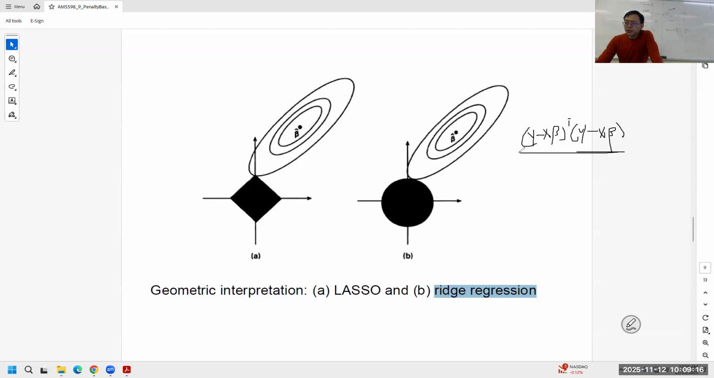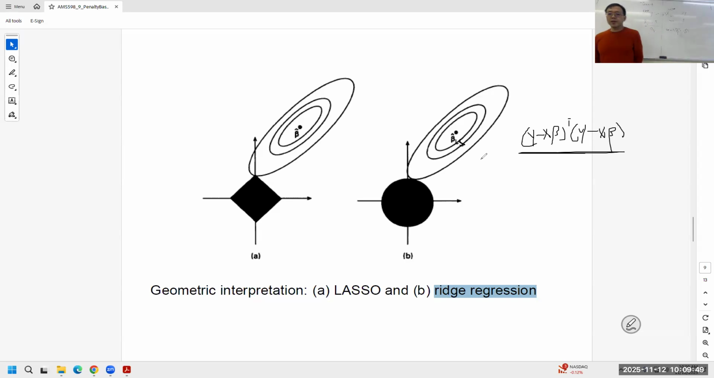This function is geometrically, in terms of beta, an ellipsoid, which is given like above. Without constraint, it has a global minimum at beta hat. This is beta hat LS, your ordinary least squares, which is x transpose x inverse x transpose y. It is given right here.